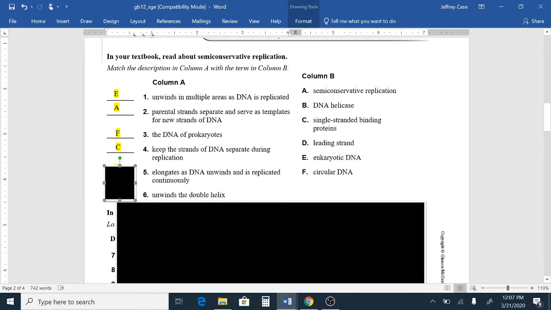Number 5, elongates as DNA unwinds and is replicated continuously. D, leading strand. And number 6, if you can't figure it out, unwinds the double helix. All right. Obviously, that would be B, DNA helicase. Okay? All right.